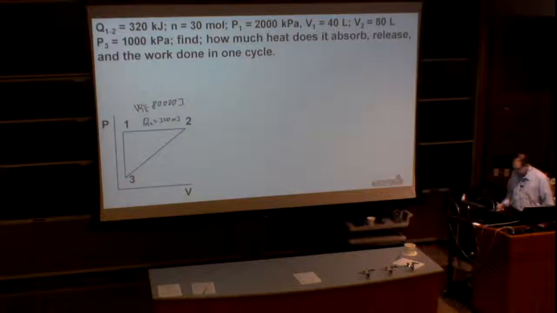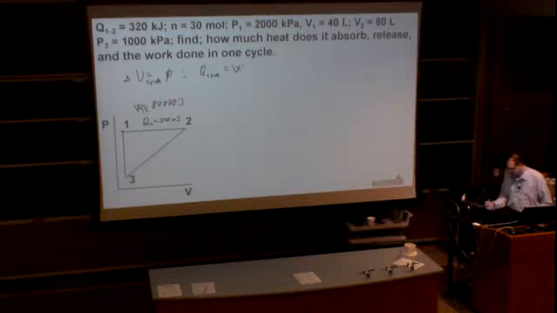Let's calculate work for the whole cycle. Well, first of all, actually, stop. Let's calculate the change in the internal energy for the whole cycle. And the number is 0. For the whole cycle, there is no change. For the whole cycle, the amount of heat equals work and equals the area inside this shape. And that's the area of a triangle. So how do we calculate the area of this triangle?